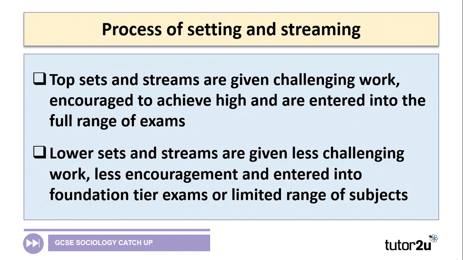Those in the top sets and streams are given challenging work and encouraged to achieve to their full potential. They're entered into higher tier exams and given additional work to prepare them for future study. In contrast, those in the lower sets and streams are given less challenging work, are subject to behavioural control, receive less encouragement and will be entered into lower tier exams or a limited range of subjects. For example, a top stream student may sit 10 GCSEs, whereas a lower stream student may sit less or be asked to sit coursework only qualifications such as BTECs.